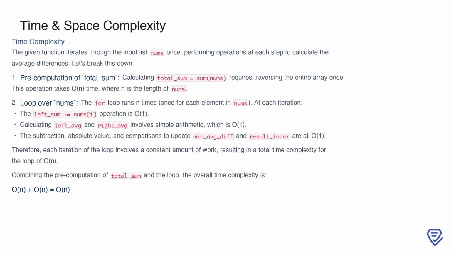Next, we have the main loop that iterates over each element of nums. Within each iteration, we perform a series of constant time operations: updating the left_sum, calculating the left and right averages, and determining the absolute difference. Each of these computations is O(1). Since the loop runs n times, the total contribution of the loop is O(n). When we combine the O(n) time for pre-computation and the O(n) time for the loop, the overall time complexity of the function is O(n). This demonstrates that the solution is efficient and scales linearly with the size of the input.